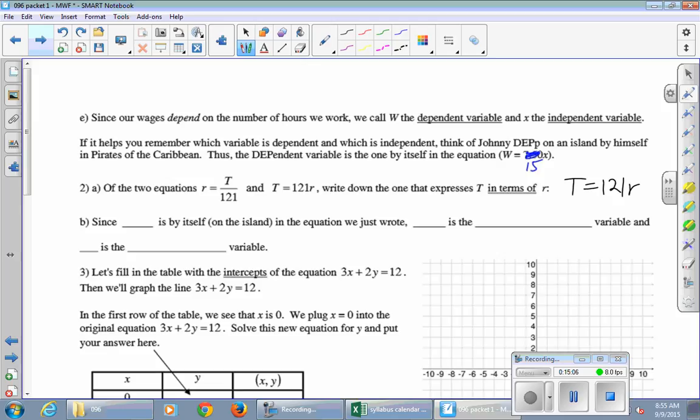And now we're going to fill in the blanks. It says since, now we're going to pick a letter, either T or R, is by itself. Which letter is by itself? T. And we're imagining that letter by itself on an island, just like Johnny Depp. So that same letter again, T, is the which variable? Dependent.